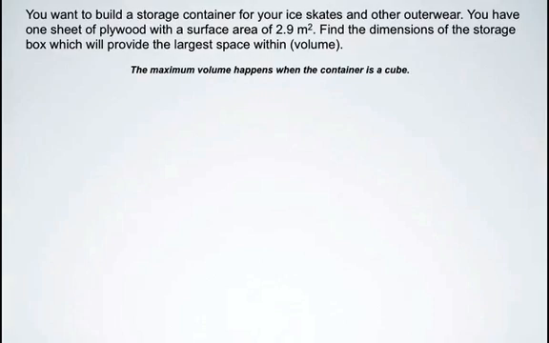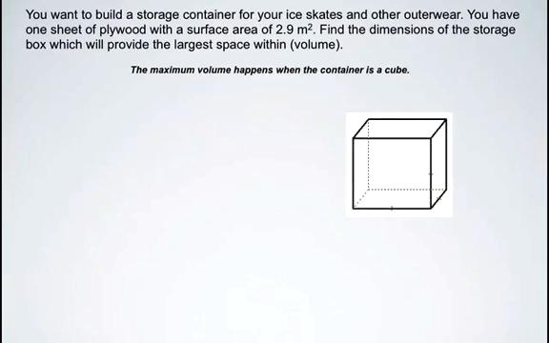So in this situation, we need to remember that the maximum volume happens when the container is a cube. And here's an illustration of what the box is going to look like. So we're given that the surface area has to be fixed. Since we have one sheet of plywood with a surface area of 2.9 meters squared, we have a surface area here of 2.9 meters squared. And we're asked to find the length of the side and the volume of this storage bin.